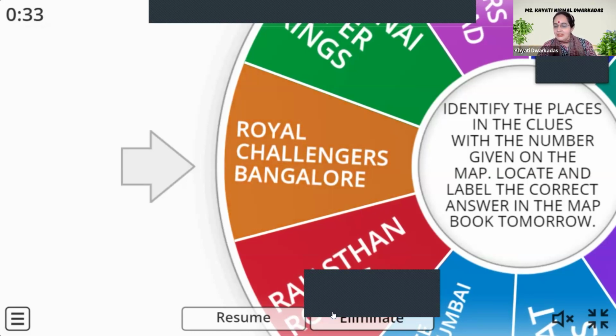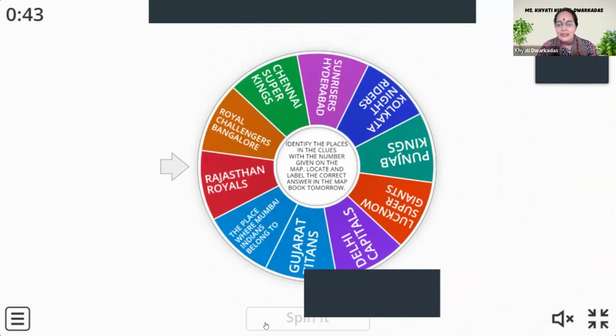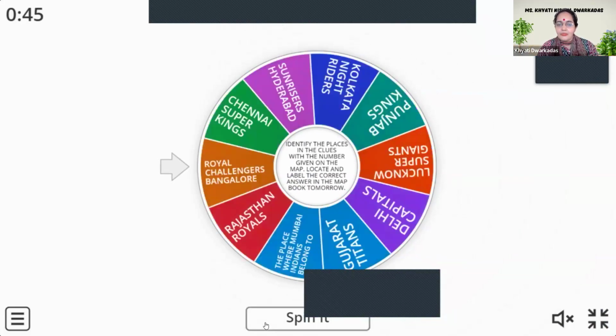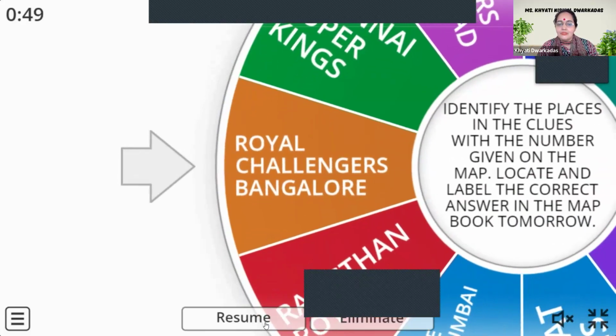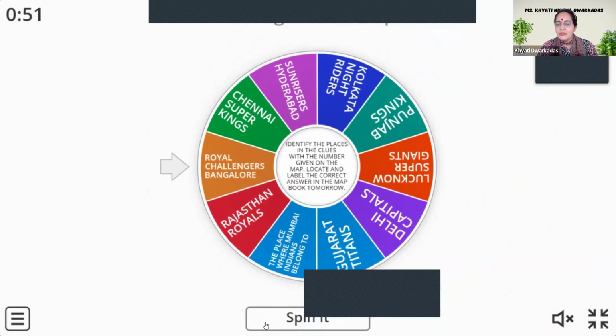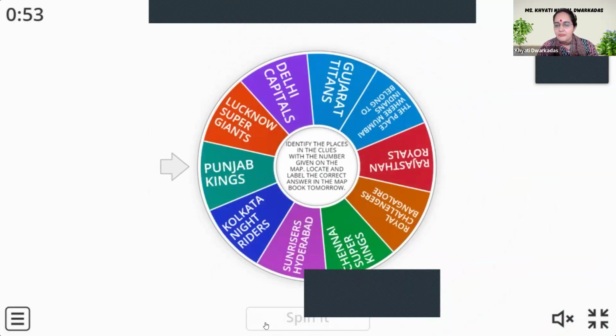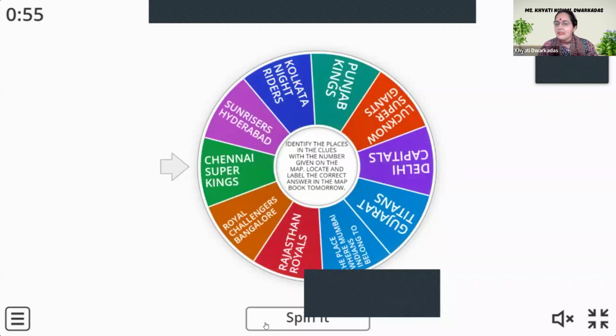I can either eliminate the question, which means the question will be wiped out of the screen, or I resume and the wheel spins again. Of course, it spins back to the same thing because I did not eliminate it. But if you eliminate it, it's a very useful tool for revision.